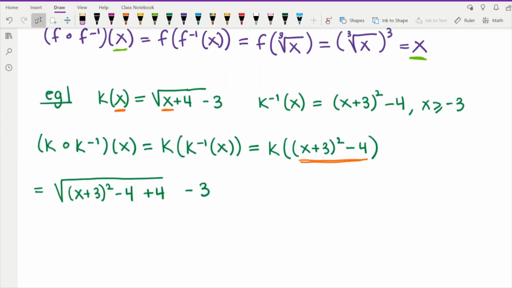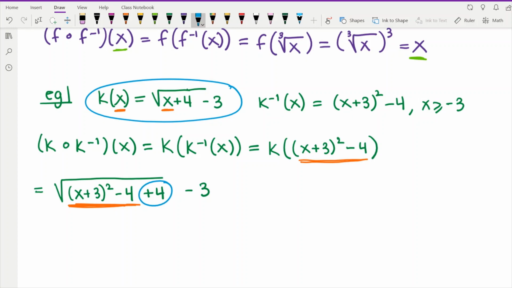Let me emphasize where all this came from again. This part came from the input, right? We were inputting x plus 3 squared minus 4. And where did all this other stuff come from? Well, that's just the formula for k of x. K of x says you take your input, you add 4, you take the square root, you subtract 3, and that's just what we're doing here.